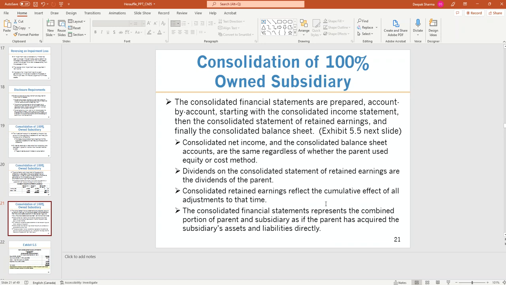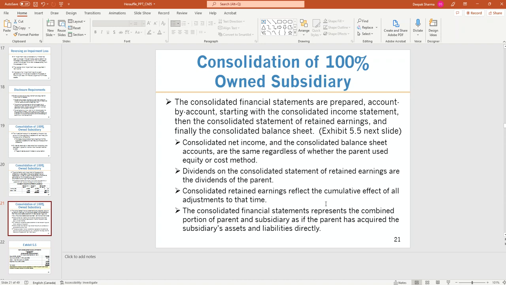So consolidation, what do we do? Consolidated financial statements are prepared account by account. So when you do a consolidation, you do a line by line consolidation. The consolidation of net income and the consolidated balance sheet accounts are the same regardless of whether the parent uses the equity or cost method. So the method used by the parent to record the investment is not going to make any difference to how the consolidation will look, because those transactions will be eliminated regardless of what method they use.